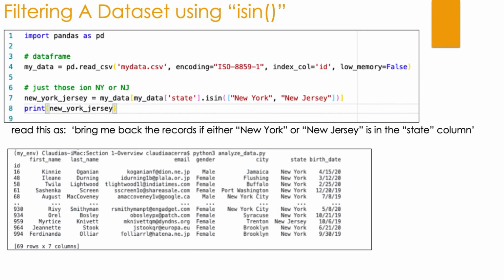Now we'll see another way to filter a data set using the isin method. And this is sort of counterintuitive. See what you think. So I have here New_York_Jersey equals my data. Inside of that, again, the square brackets, just like we did, very similar syntax, my_data again. This time we're picking up the state column or the state field. Dot isin New York, New Jersey in a list inside of the parentheses there. So we're asking, bring me back any record where the state equals New York or New Jersey, two places I've lived in my past.